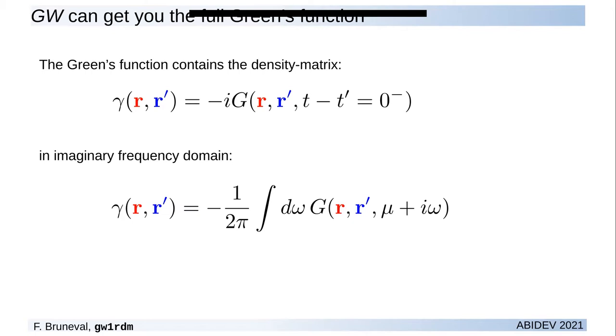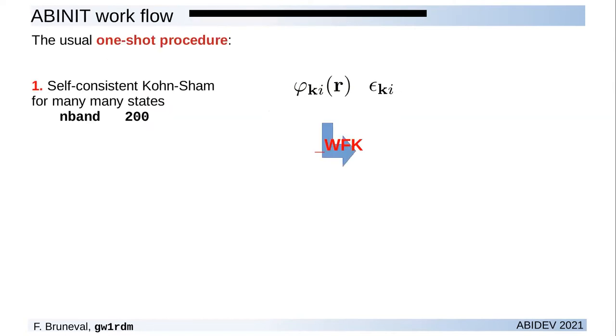Okay, so the frequency omega here will be along the imaginary axis, where all the quantities are very smooth and well behaved. And the origin of the axis, mu here, is the Fermi level if you want. The origin of the axis has to separate the empty states from the occupied states. And that's it. So in principle, Abinit could calculate the GW density matrix. So that's what Mauricio implemented in the code.